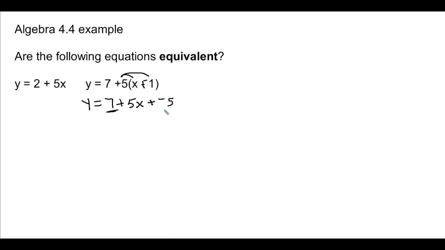And now I'm going to combine my like terms. So y equals, well, what's 7 plus negative 5? That's 2. I'm going to write this as 5x plus 2. Now, is this the same as this? Even though the 5x comes first and the 2 comes second, are they the same? Yes, they are. So are the following equations equivalent? Yes, they are.